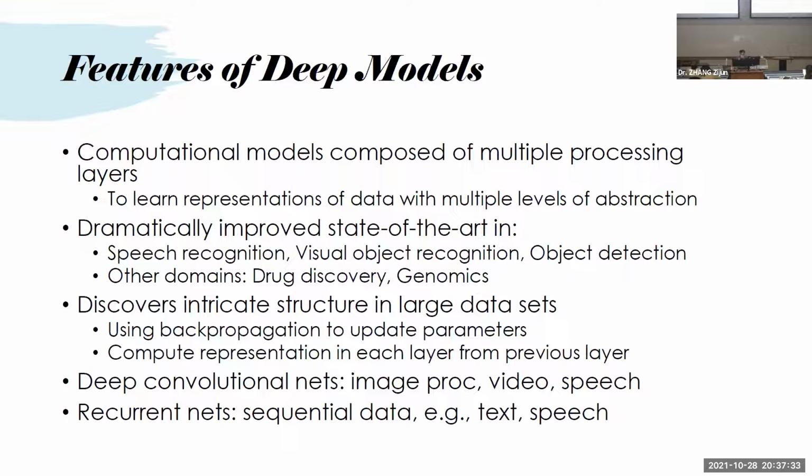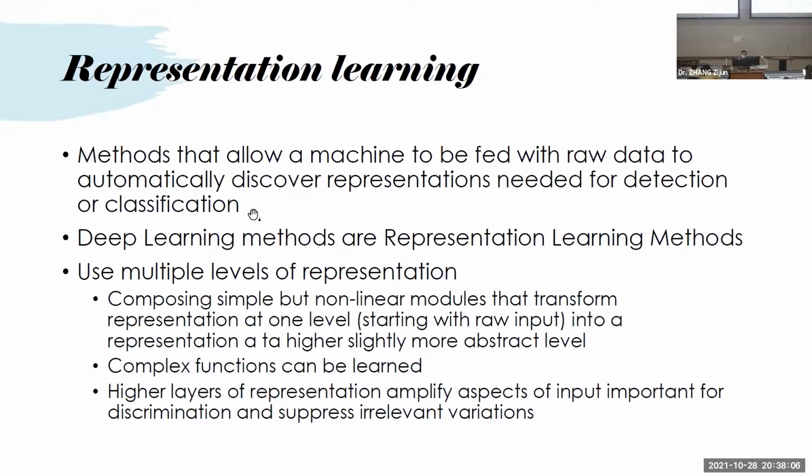And deep models discover intricate structure in large data sets, using backpropagation to update parameters and compute the representation in each layer from the previous layer. Deep convolutional neural networks are mainly for image processing, video and speech parsing, and recurrent nets are majorly for sequential data, and majorly for text as well as speech recognition.